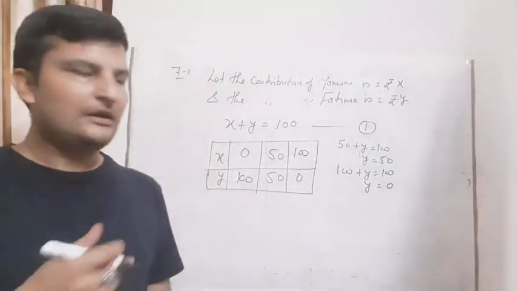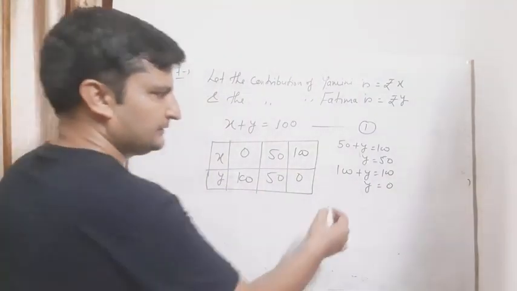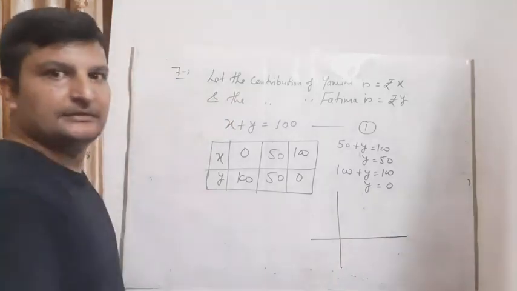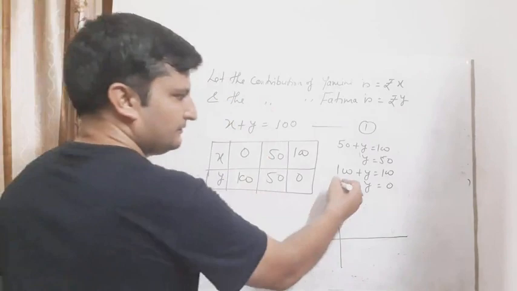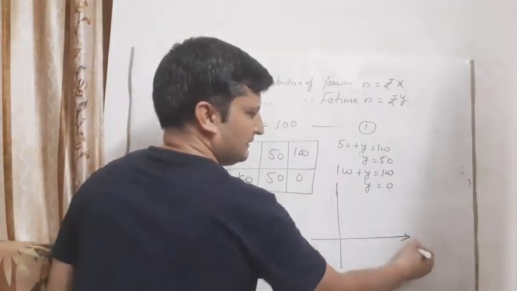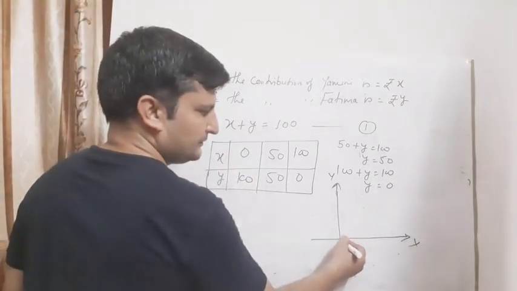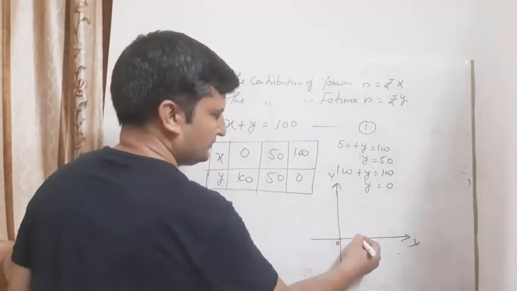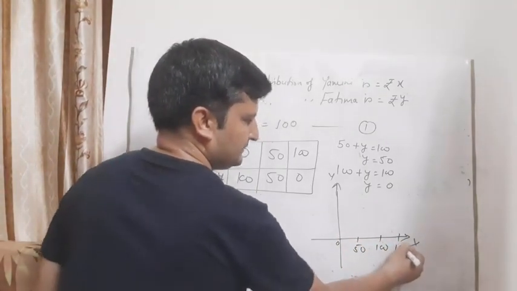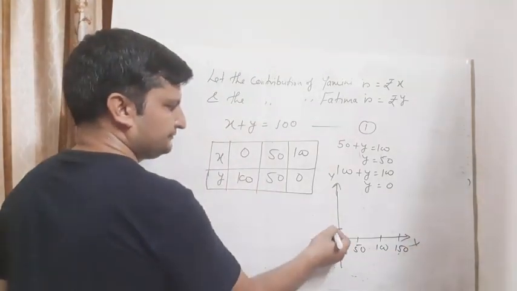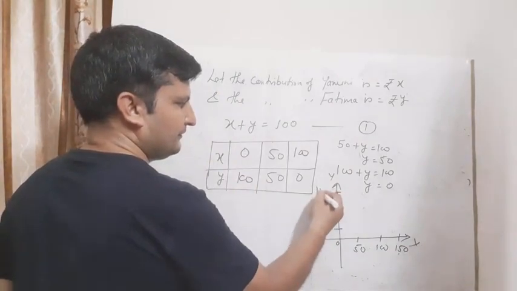Okay students, now we have to draw the graph. We can draw the graph easily this way. This is the x-axis, this is the y-axis. All the values are positive, so the graph will be in the first quadrant. This is x, this is y. We have to put the values. Suppose this is 0, and we have taken 50, 100, 150 like this. Similarly on the y-axis, 0, 50, 100, 150.